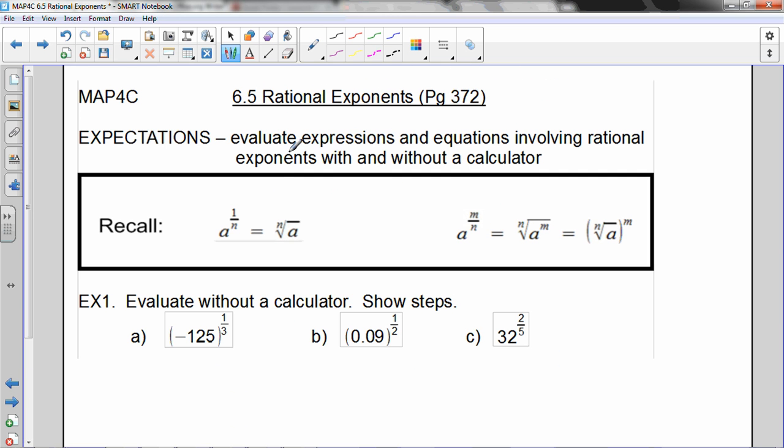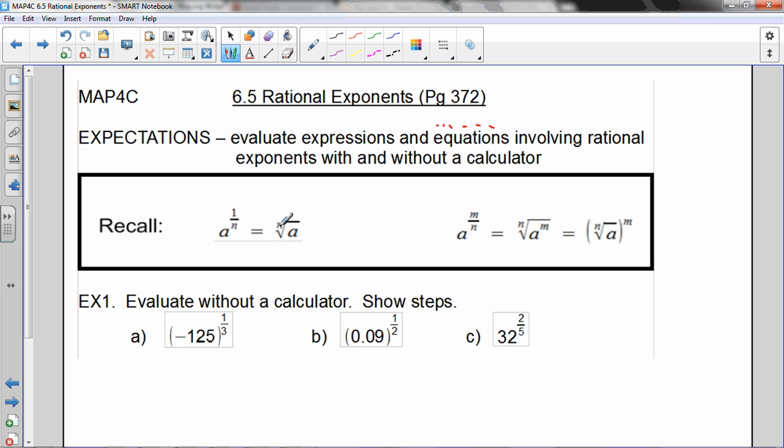Rational exponents. Evaluate expressions and equations involving rational exponents with and without a calculator. So yesterday we were doing this, not this. So this is new today. That's new. These are the 2 new exponent rules for us this chapter and this year.